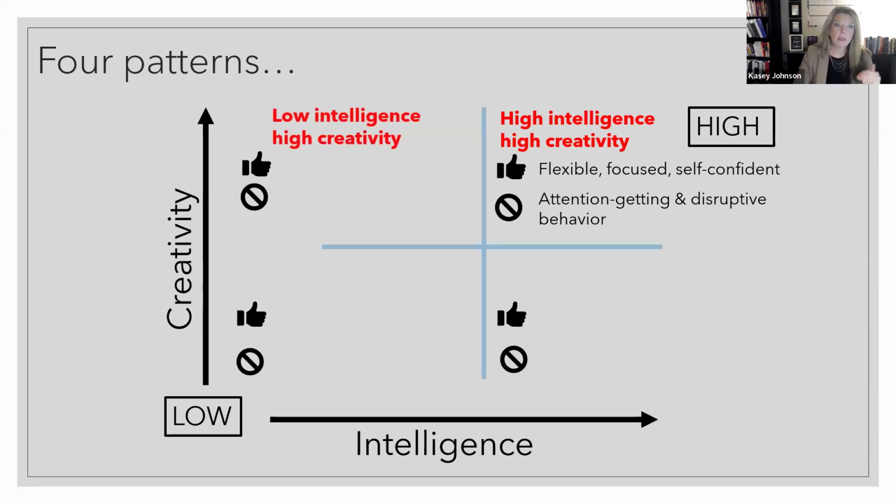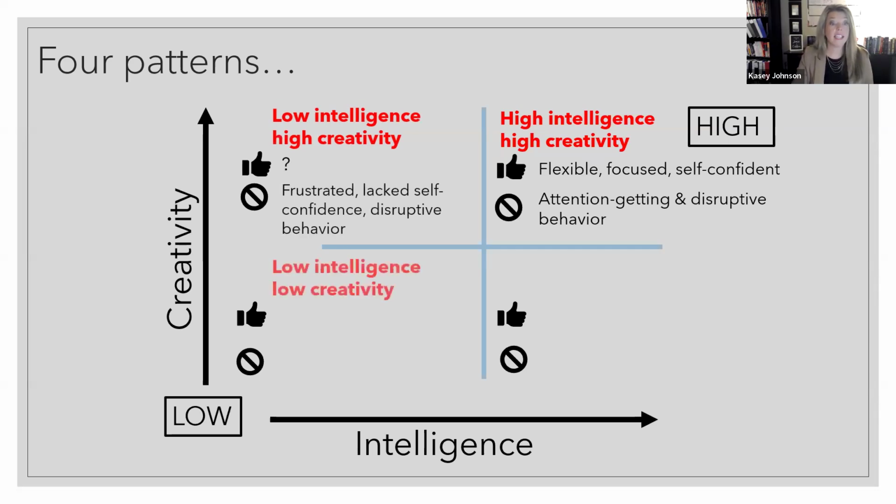Then on the other side, you have people who are low intelligence, but they are super creative. Teachers really couldn't come up with a real positive for that one. Those students tend to be really frustrated, lack self-confidence, and they also have disruptive behavior. So that high creativity brought those behavioral issues. Then you've got your low intelligence, low creativity, and they just had intense physical activity or passive retreat. They seem to live in 2 broad ends of the spectrum in how they interacted with the classroom.